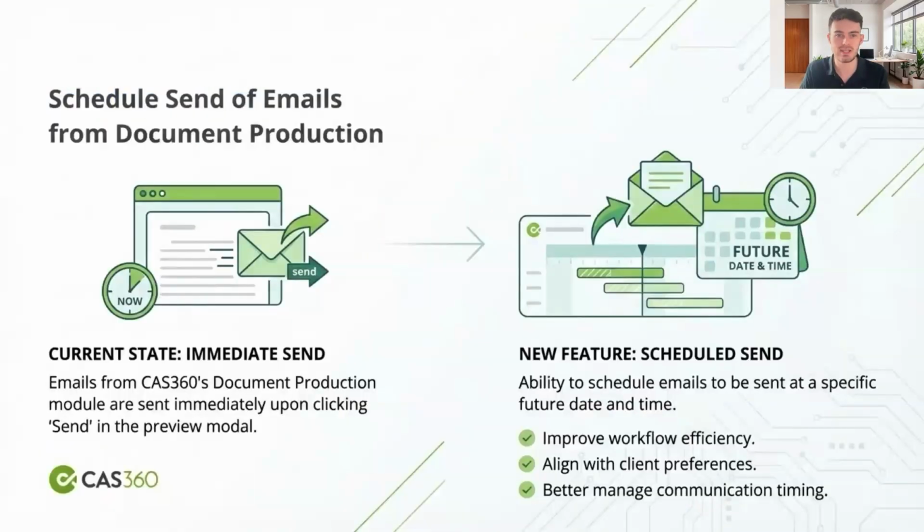So the first one is a scheduled send of emails from document production. What does that mean? Currently in CAS 360, when you produce a document, multiple documents, or a document pack, you have to send it immediately, whether that's downloading it and getting it out to your client or sending it from within CAS 360 via email, it has to be done straight away. What this update is going to do is enable you to prepare now and send in the future.